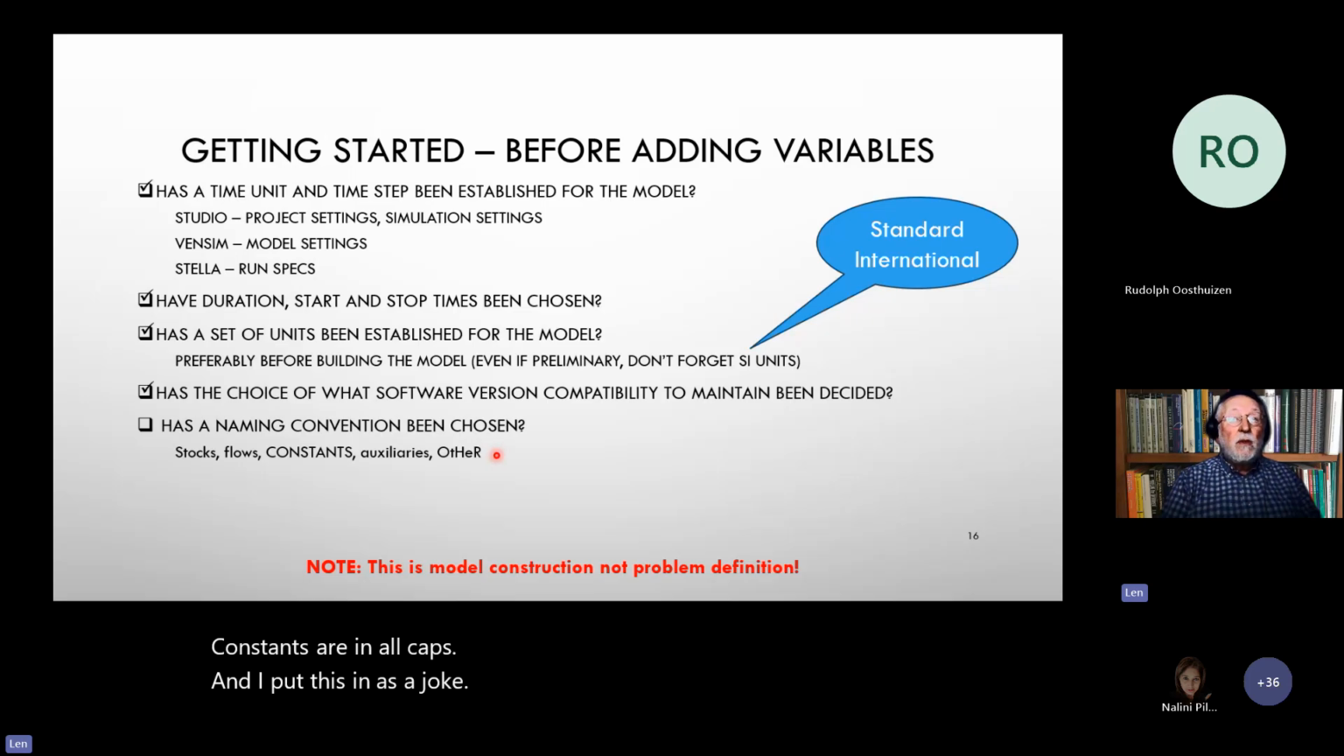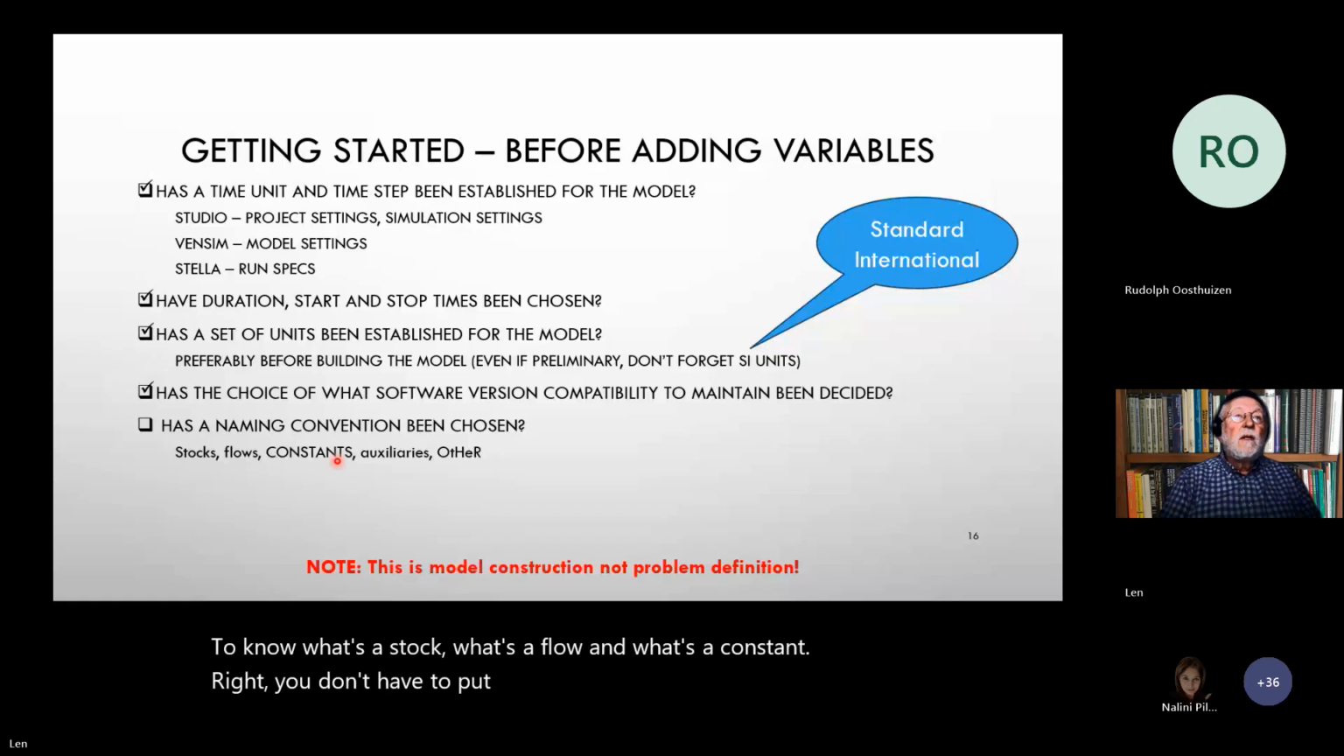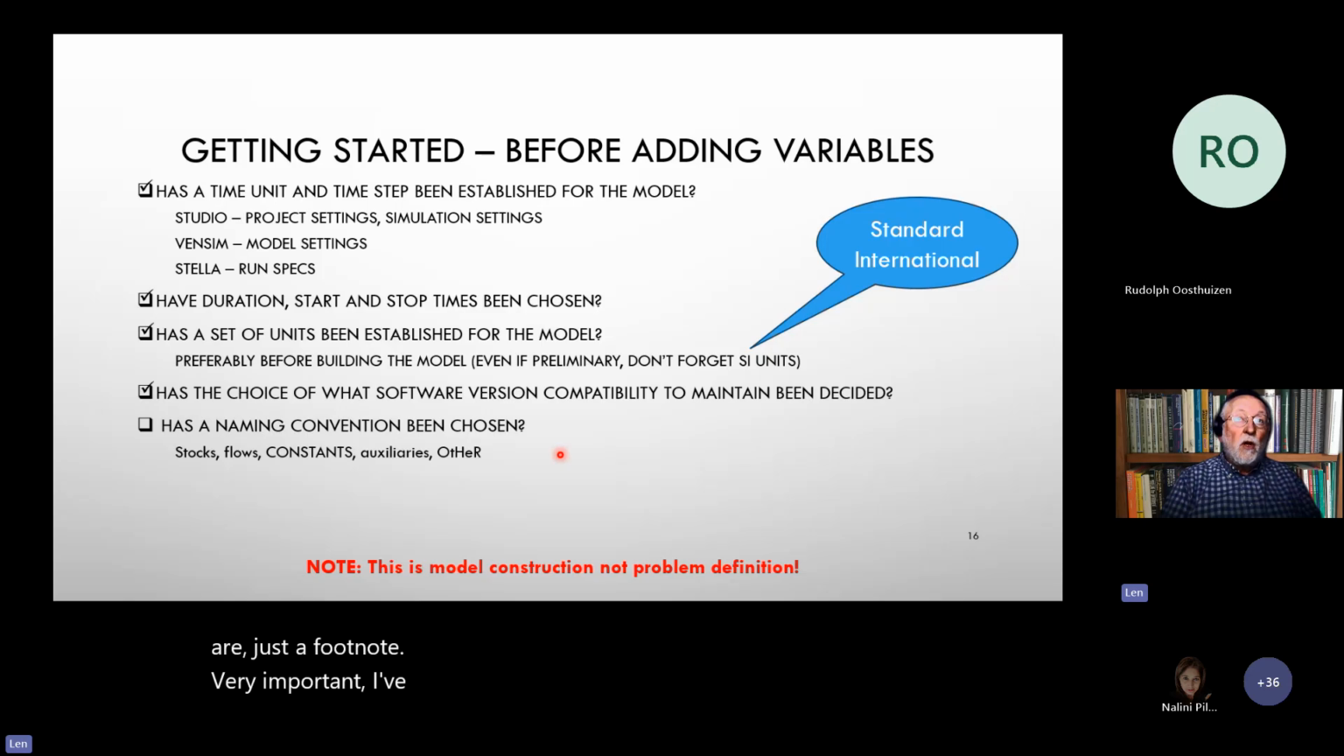Why? Two reasons. The D-Memo from the MIT students in 2001 suggested this naming convention. And number two, if you print equations in a report, it's very easy for the report reader to know what's a stock, what's a flow, and what's a constant, right? You don't have to put another column describing what they are, just a footnote. Very important. I've submitted papers where people have wanted to see the model code.